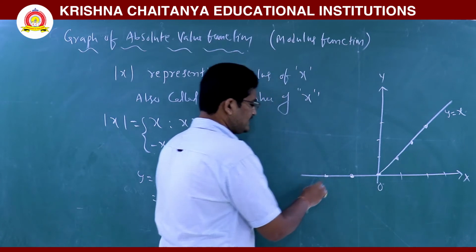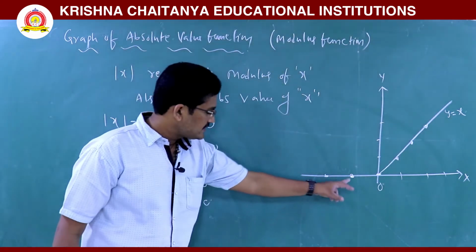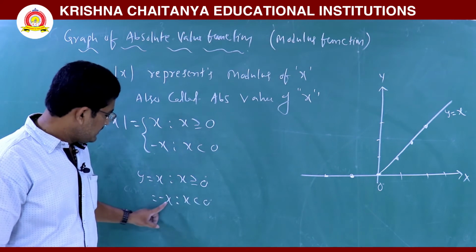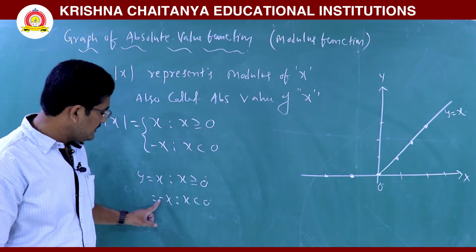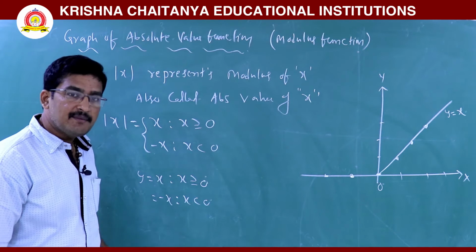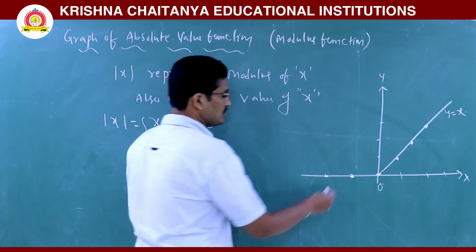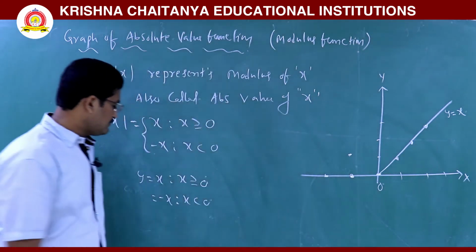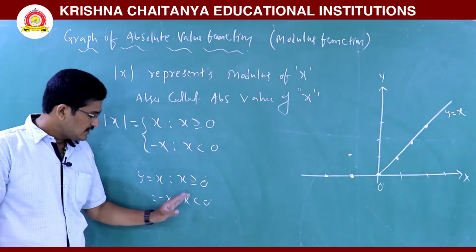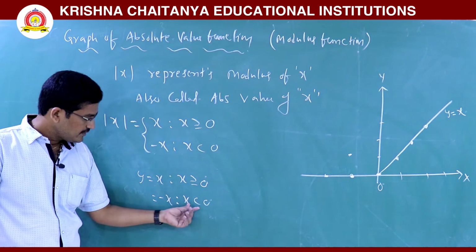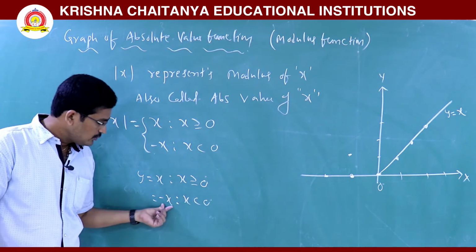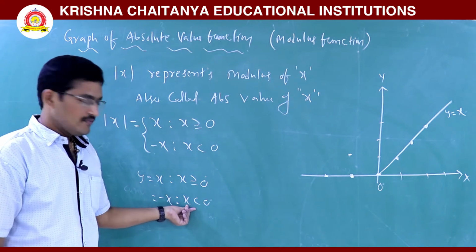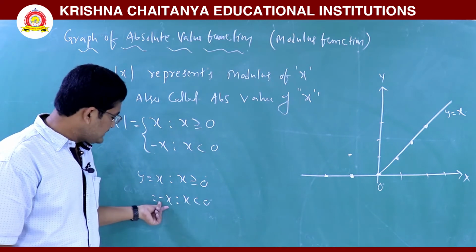Okay? If x is less than 0, if x equals minus 1, then y value is minus of minus 1, that is minus minus 1 plus 1. So x equals minus 1, then y value is 1. x equals minus 2. x less than 0, y equals minus x. x equal to minus 2 means that it is less than 0, so y equals minus x we have to take.